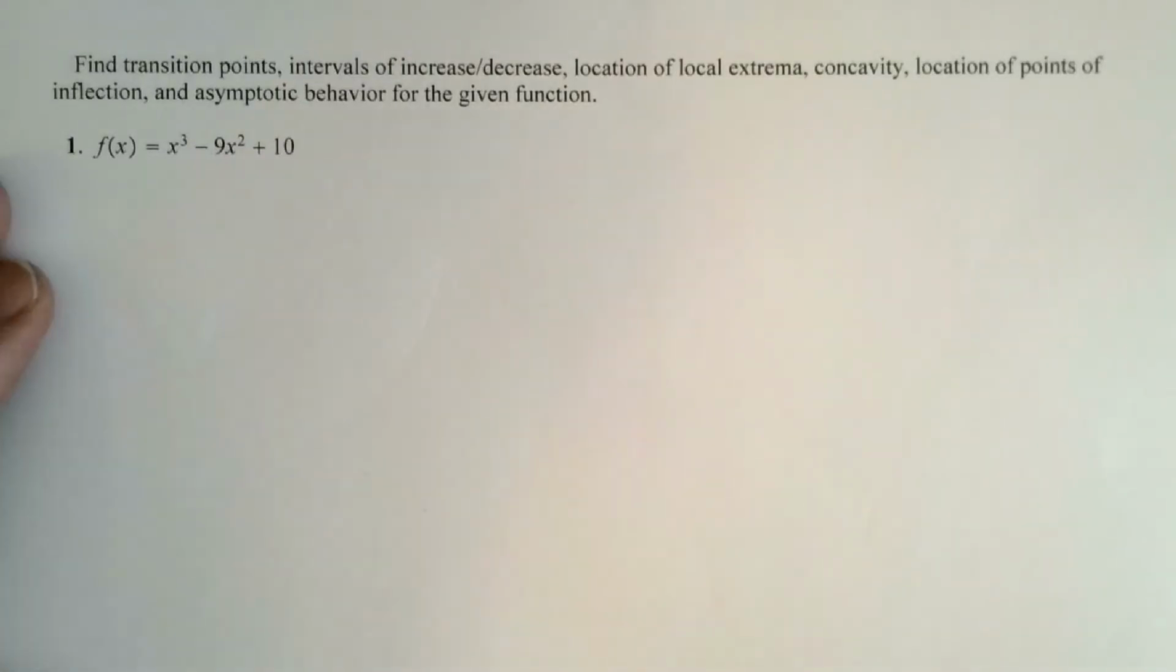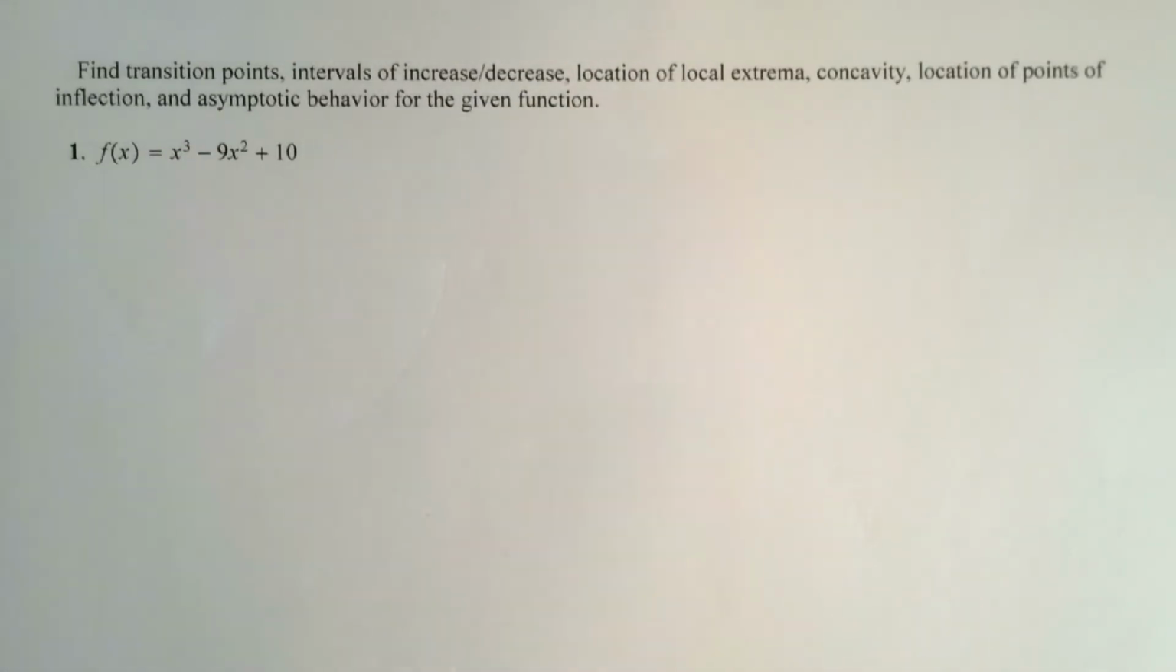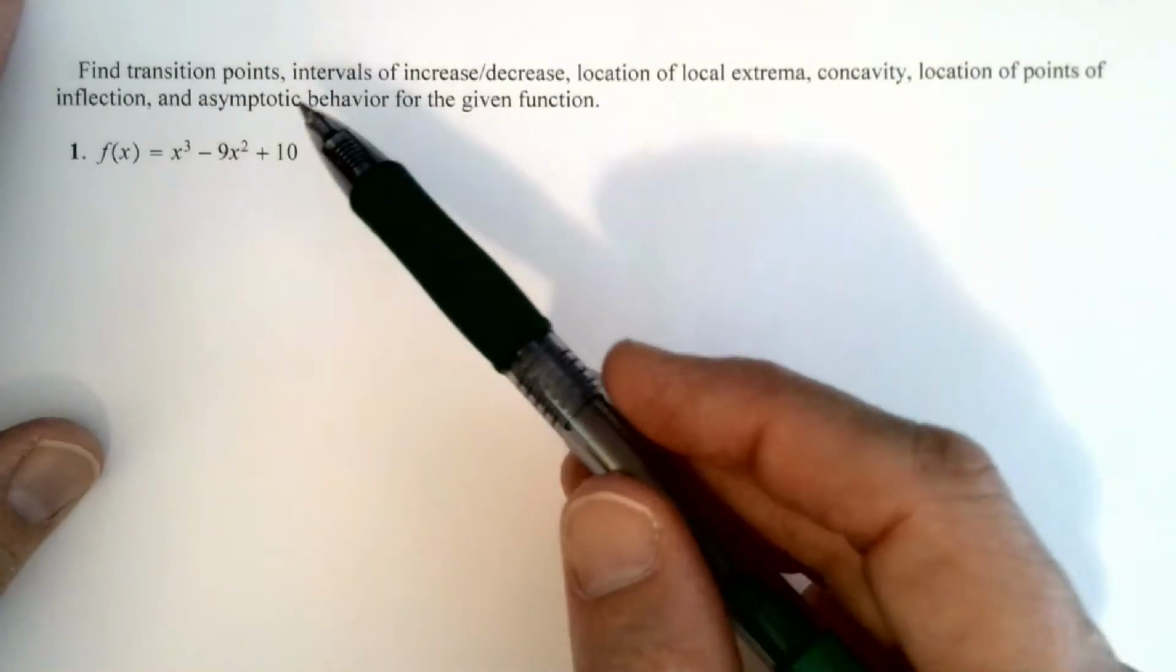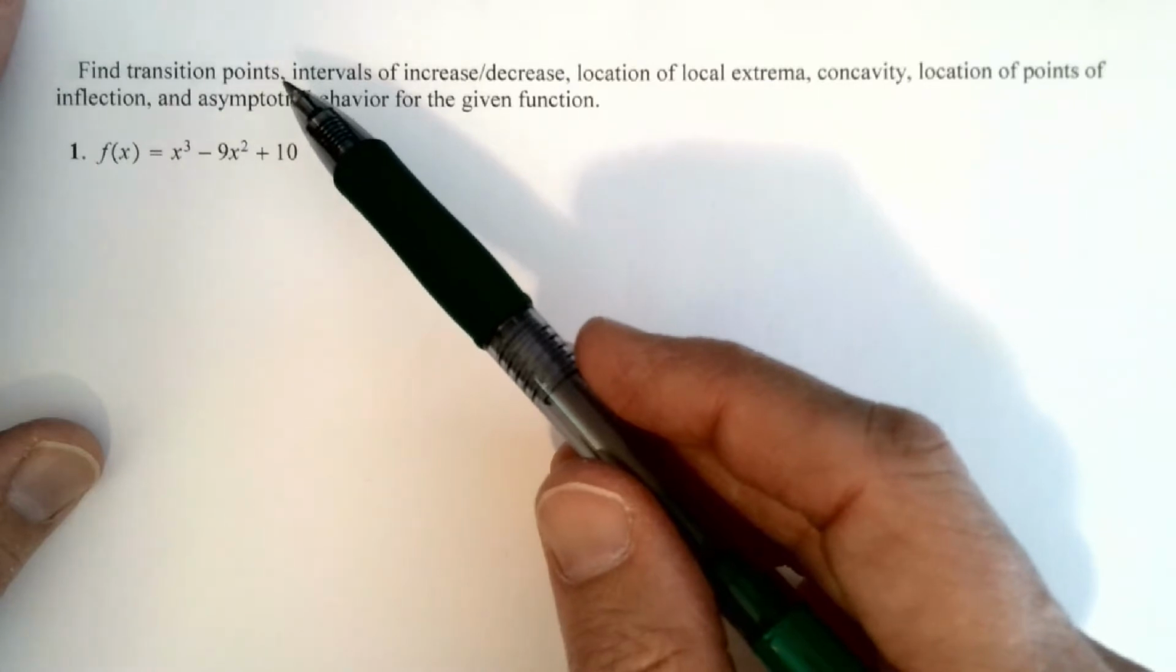So now we're going to take a look at some algebraic examples of determining the shape of the graph. The way we're going to do that is we are going to find transition points. Remember, transition points are essentially points where we have local mins or maxes. So think about how we're going to do that.